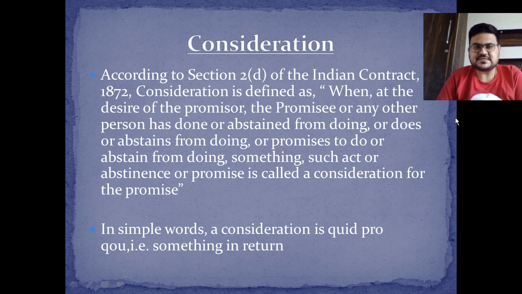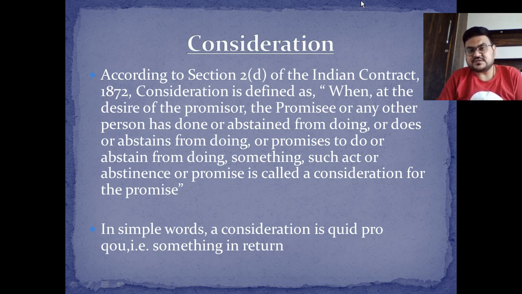I'll just give a very simple example. Mr. A sold goods to Mr. B for rupees 5000. So consideration means for Mr. A, he is getting rupees 5000, and for Mr. B, he is getting the goods. So for Mr. A, the consideration of the contract is rupees 5000, and for Mr. B, the consideration of the contract is the goods. Whatever we are getting in return is the consideration. Whatever we are giving is also the consideration in the contract.